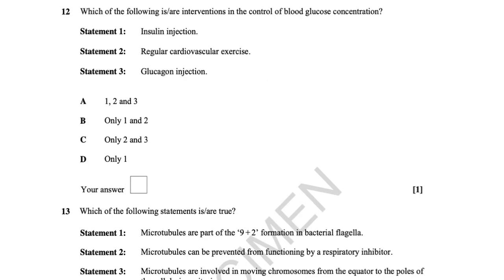So this question looks at which of the following are interventions. And the crucial point here is interventions in the control of blood glucose concentration. So statement 1, insulin injection, well, that's definitely going to control blood glucose and it's definitely an intervention. Regular cardiovascular exercise will reduce blood sugar level, but is not an intervention. And glucagon injection will increase blood sugar, but is not a regular intervention which is carried out. So unfortunately, the only answer here is D.